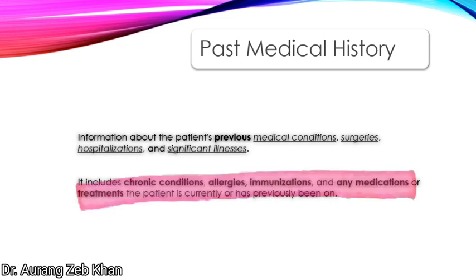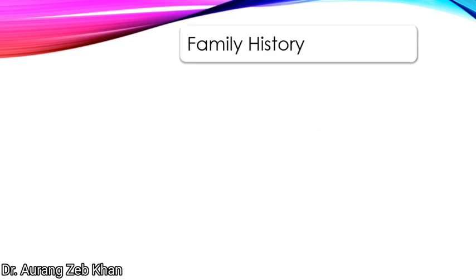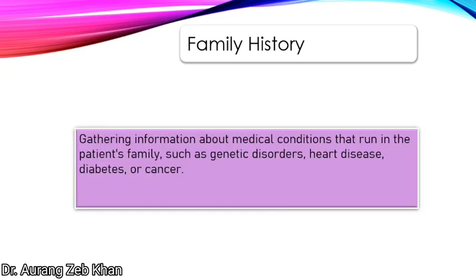Chronic conditions, allergies, immunization, and any medications or treatments the patient is currently or has previously been taking are included in the section of past medical history. After completing the patient's past medical history, the next step is to take the patient's family history. Gathering information about medical conditions that run in the patient's family, such as genetic disorders, heart diseases, diabetes, or cancer.